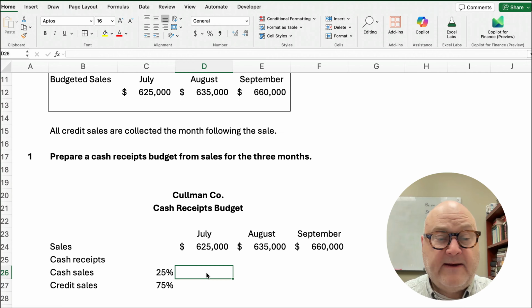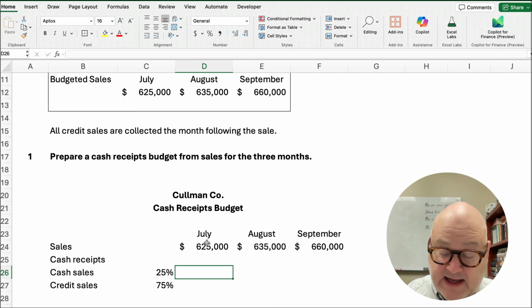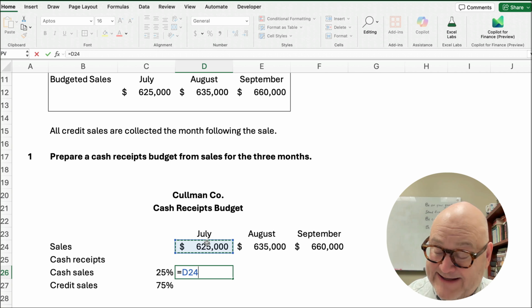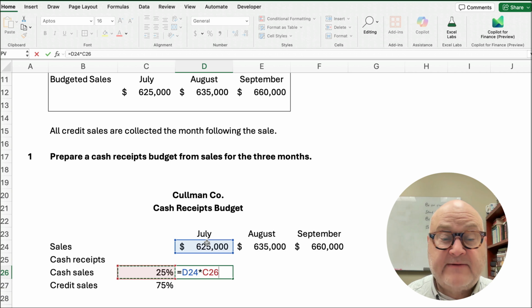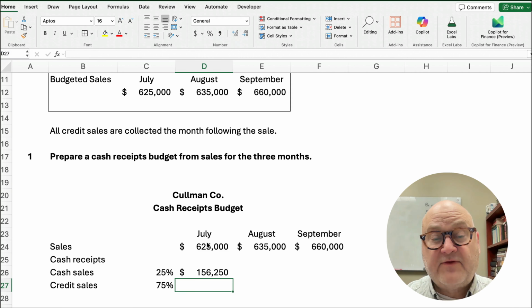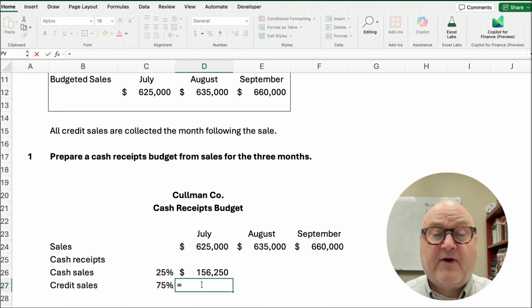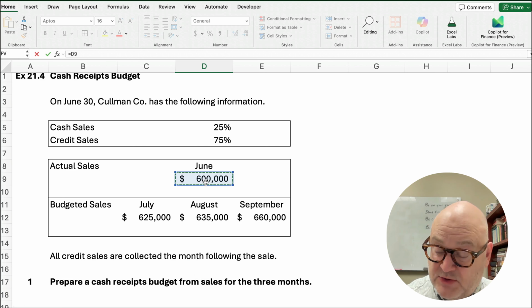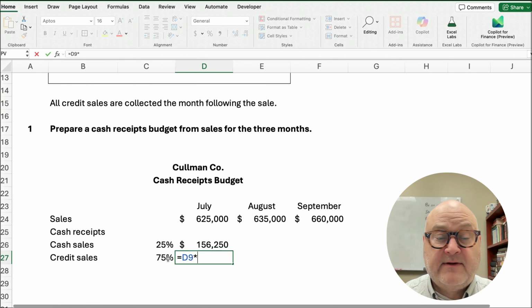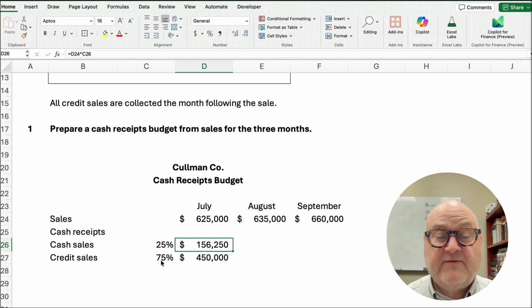All right, so here's what we have. For the cash sales for July, we take the sales, $625, times 25%. So our cash sales for this month are $156,250, and then we have credit sales. Well, in July, the sales collected are from June. So we'll take June times 75%. What we are assuming is we're going to collect 25% of July sales and 75% of the previous month's sales, which is June.